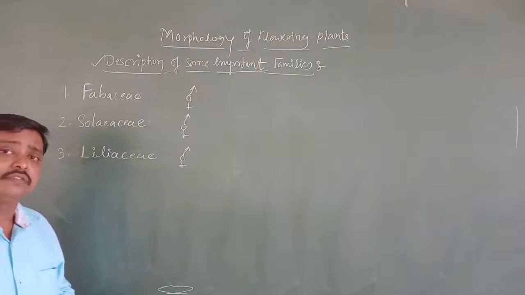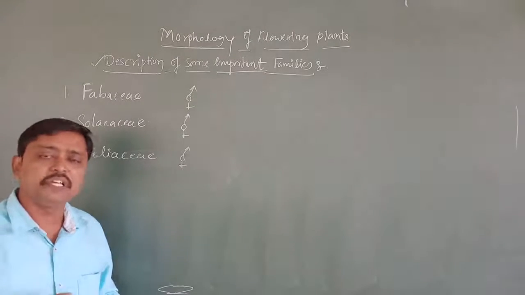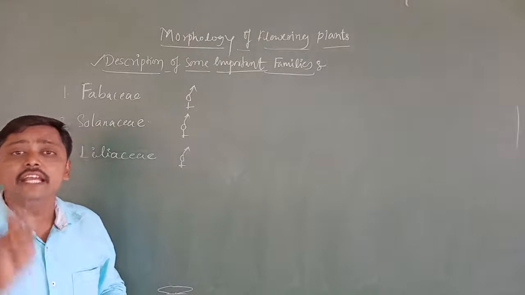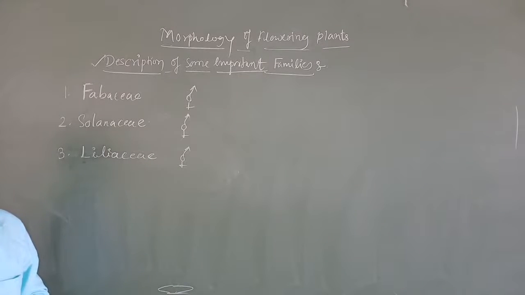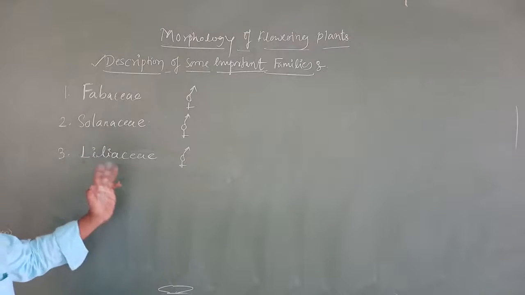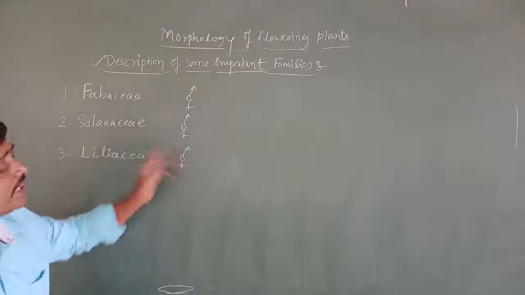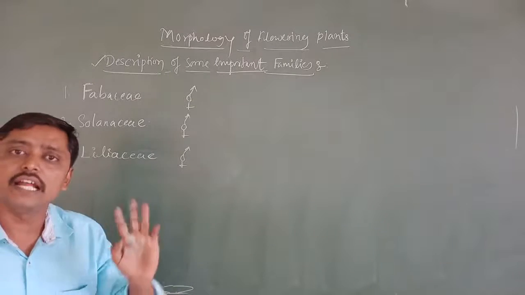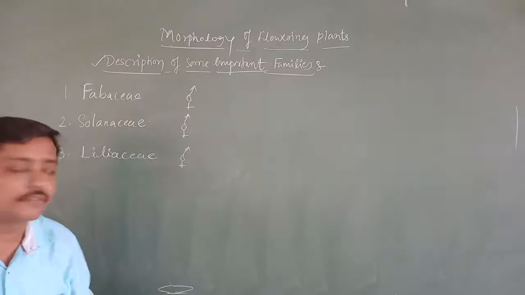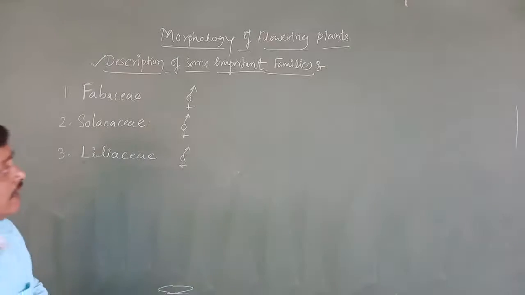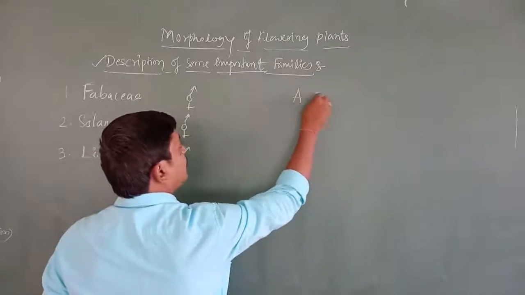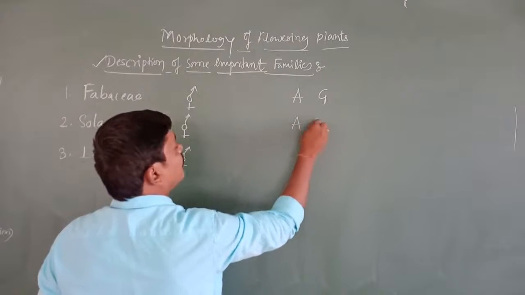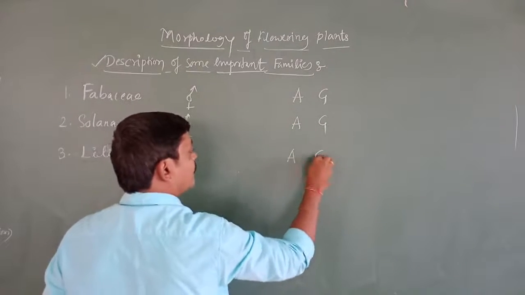In the previous video we studied the symbols of calyx, corolla, androecium and gynoecium. Before that, we used to write that all these are bisexual, in the sense that the Fabaceae flower contains both androecium and gynoecium. This one also contains both, and this one too. So you write androecium, gynoecium, androecium, gynoecium, androecium, gynoecium.